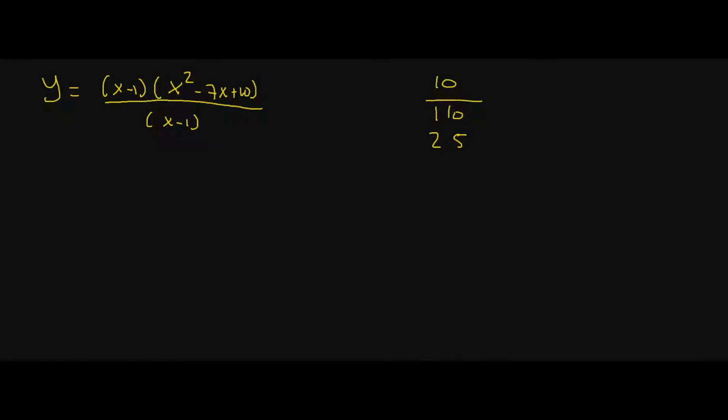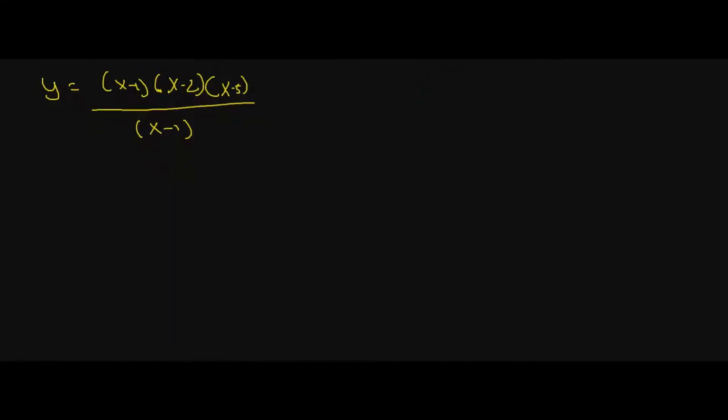Well, you could see if I make both of these negative, they add up to give me negative 7, and they multiply to give me a positive 10. So I'm going to get y equals x minus 1, x minus 2, x minus 5, all divided by x minus 1. This is my new equation written in factored form. Now I ask myself, do you notice any factors that are the same top or bottom? Well, I notice this and this are the same thing.